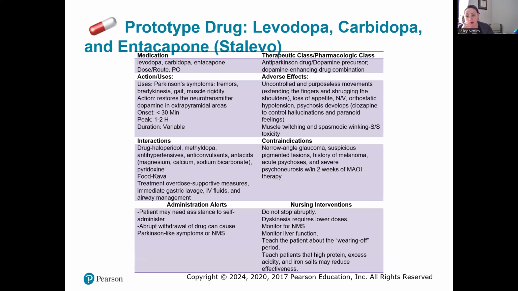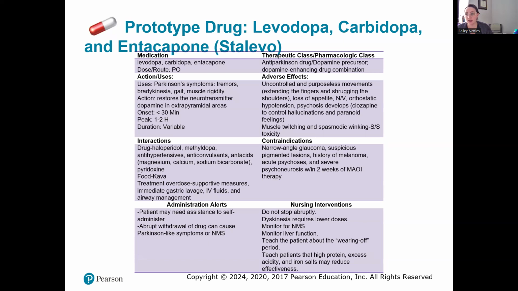Okay. We also want to teach the patients that a high protein diet, excess acid, and iron salts will interfere with the effectiveness. So they need to have a low protein diet, and not much acidity, so no tomatoes, no citrus fruits, things like that. And iron salts can reduce the effectiveness, and then it's not going to work, so what's the point? Also with the orthostatic hypotension, we tell them the normal things: rise slowly, change position slowly, and make sure that we don't fall.